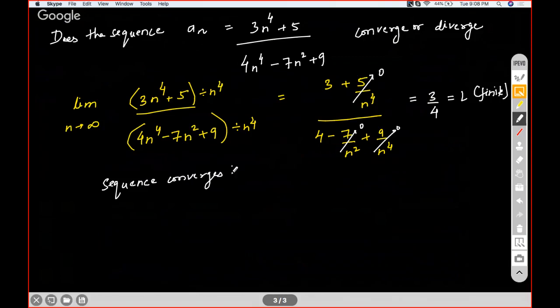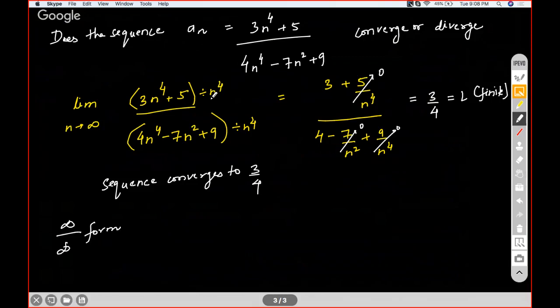Wait, so why do you have to divide by n to the power 4 to solve it? That's how we evaluate infinity by infinity form of limits. The approach is we divide by the highest power of the variable occurring throughout the numerator and denominator.